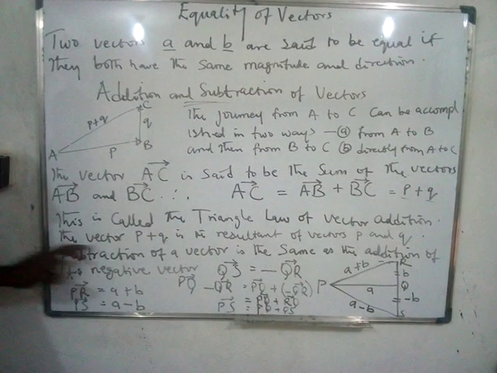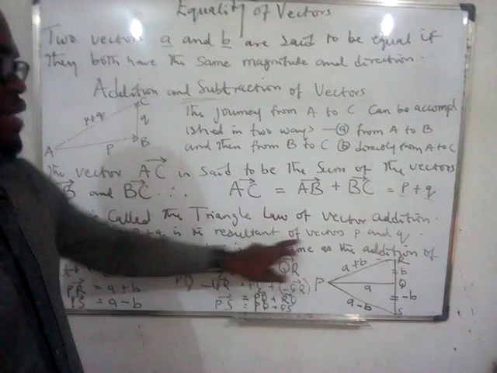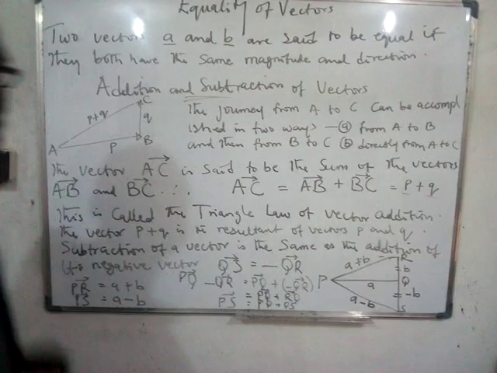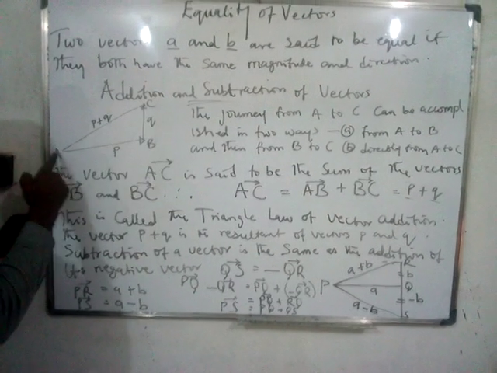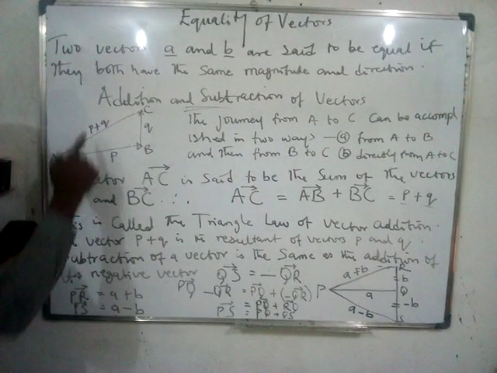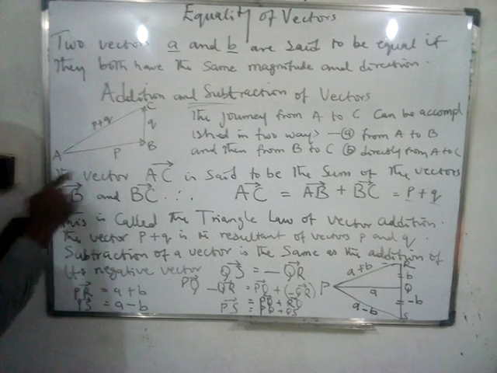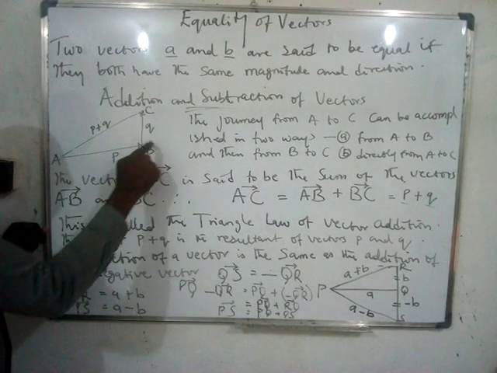Now, the vector P plus Q is the resultant vector of P and Q. So this is the resultant vector, the resultant of this plus this. So P plus Q is the resultant vector of P and Q.